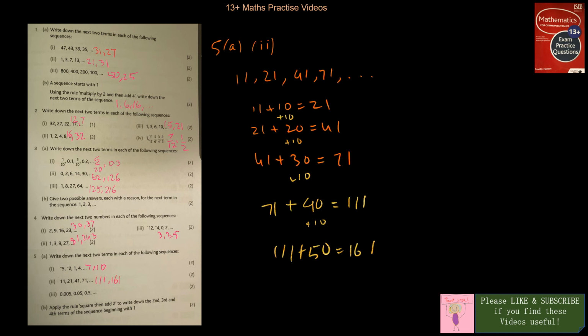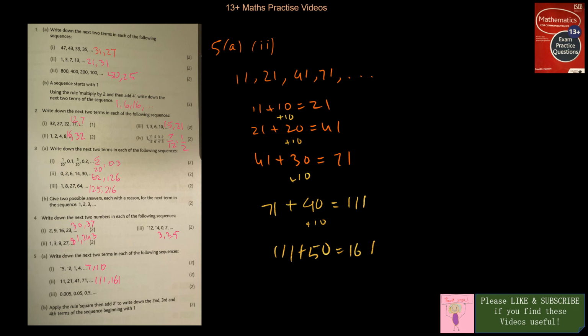And 5b is 11, 21, 41, 71. So how do I do this? I would do it as 11 plus 10 is 21, and then 21 plus 20. So we are adding 10 more each time. It's not really times, you can say it's 10 times 2 and 10 times 3 in the next case, but the way it was easier for me is to say plus 10.